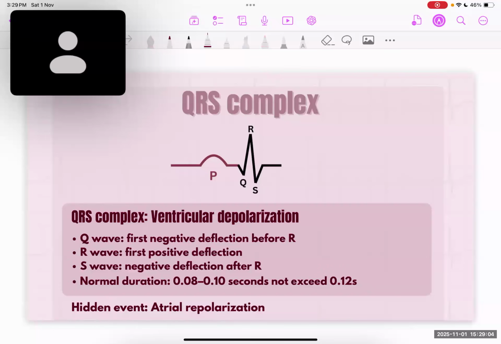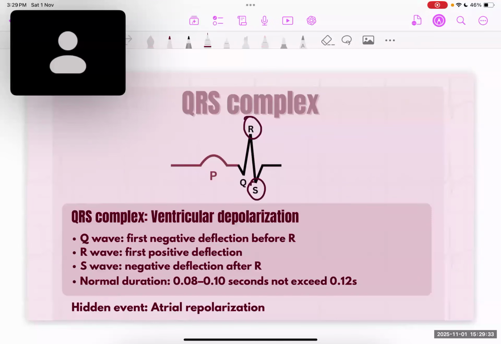So the QRS complex consists of the Q wave. This whole downward deflection from the isoelectric line is the Q wave. Then we have the R wave, this part. And then finally, we have our S wave, this part. So it consists of 3 waves. The first negative deflection before the R wave is Q. The first positive deflection is the R, and the negative deflection after R is your S wave. And together it forms a QRS complex.